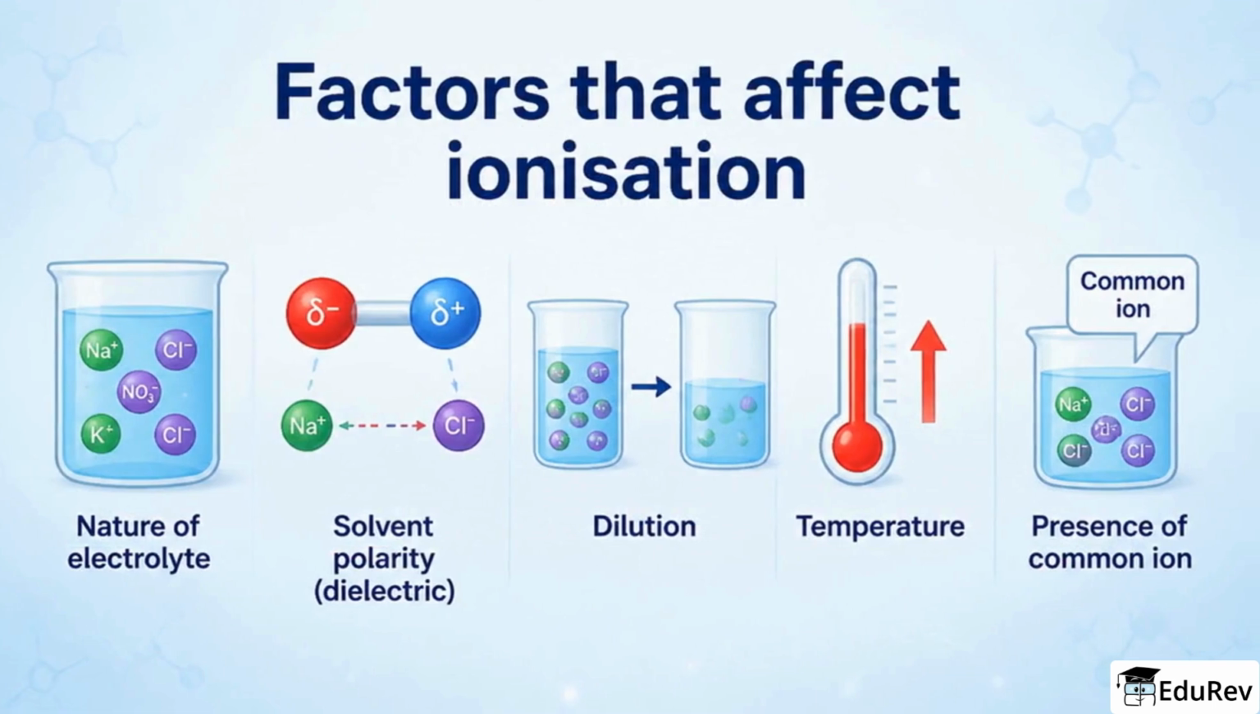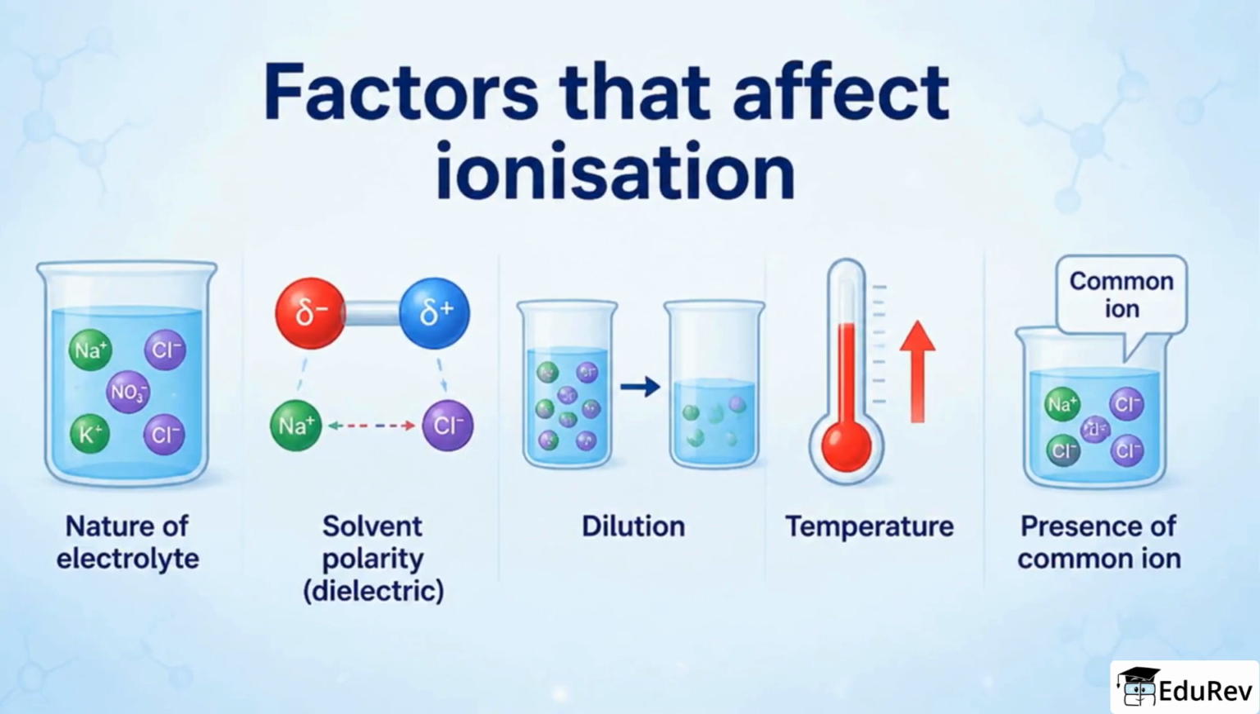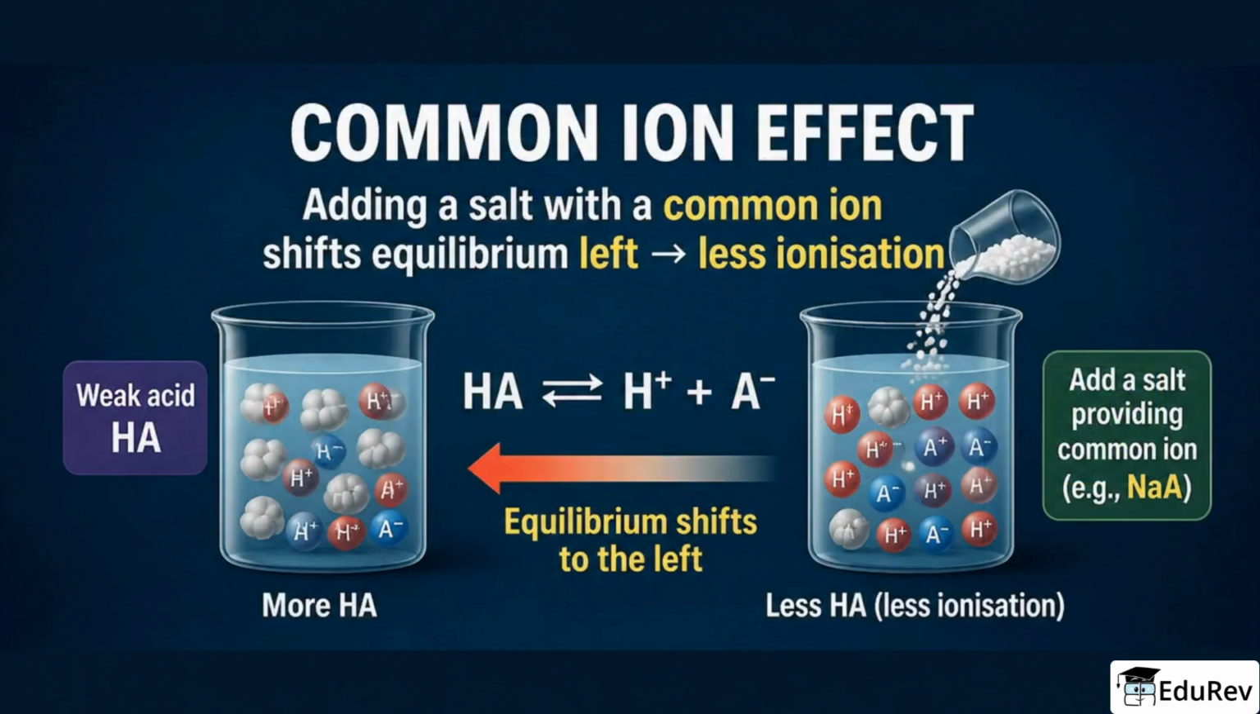Several factors affect ionization, including the nature of the electrolyte, the polarity or dielectric of the solvent, dilution, temperature, and the presence of a common ion. The common ion effect means adding a salt with an ion already present shifts the equilibrium back toward undissociated molecules, so ionization or solubility falls.